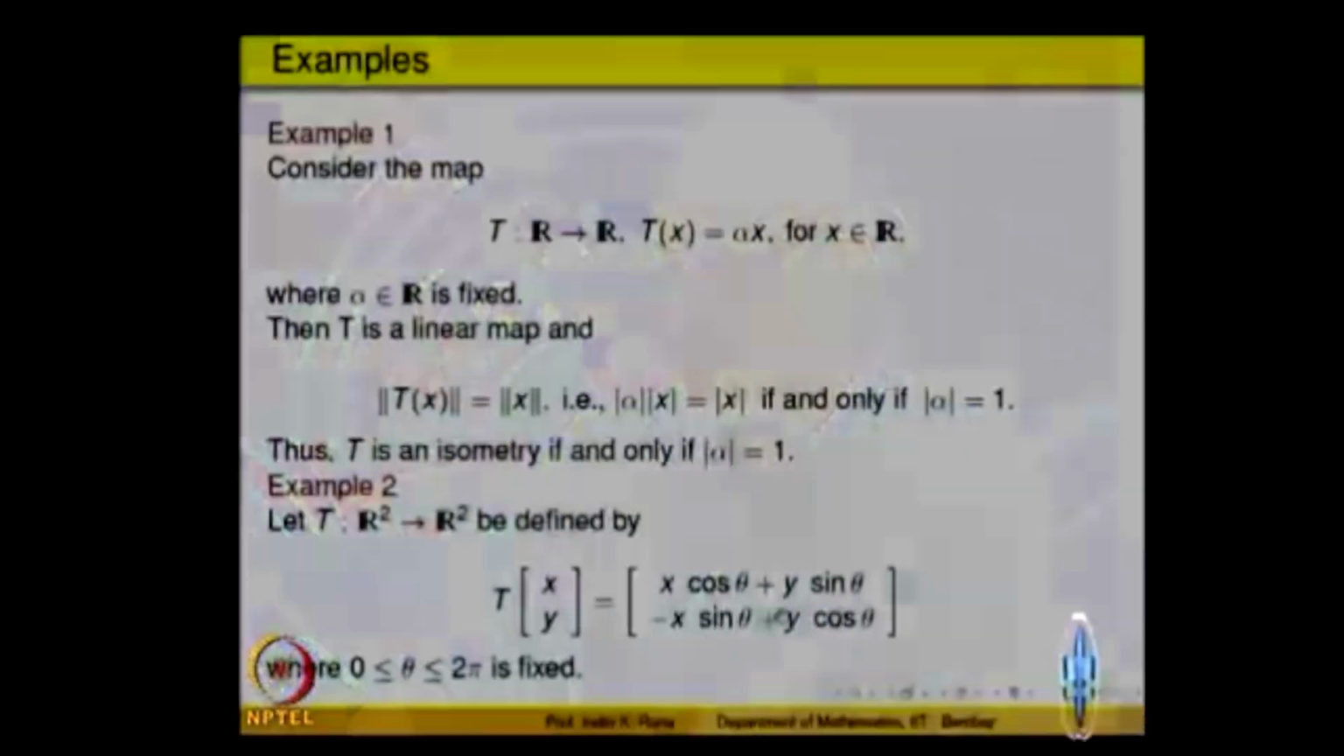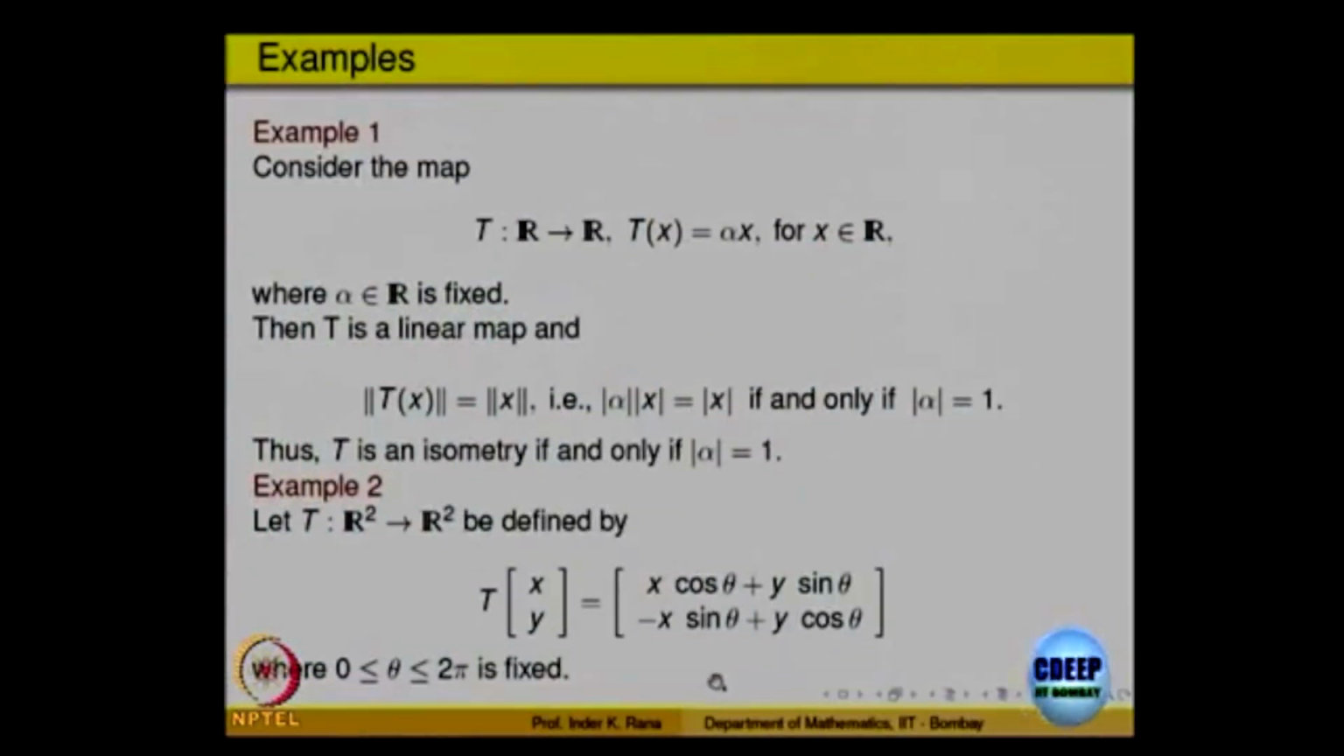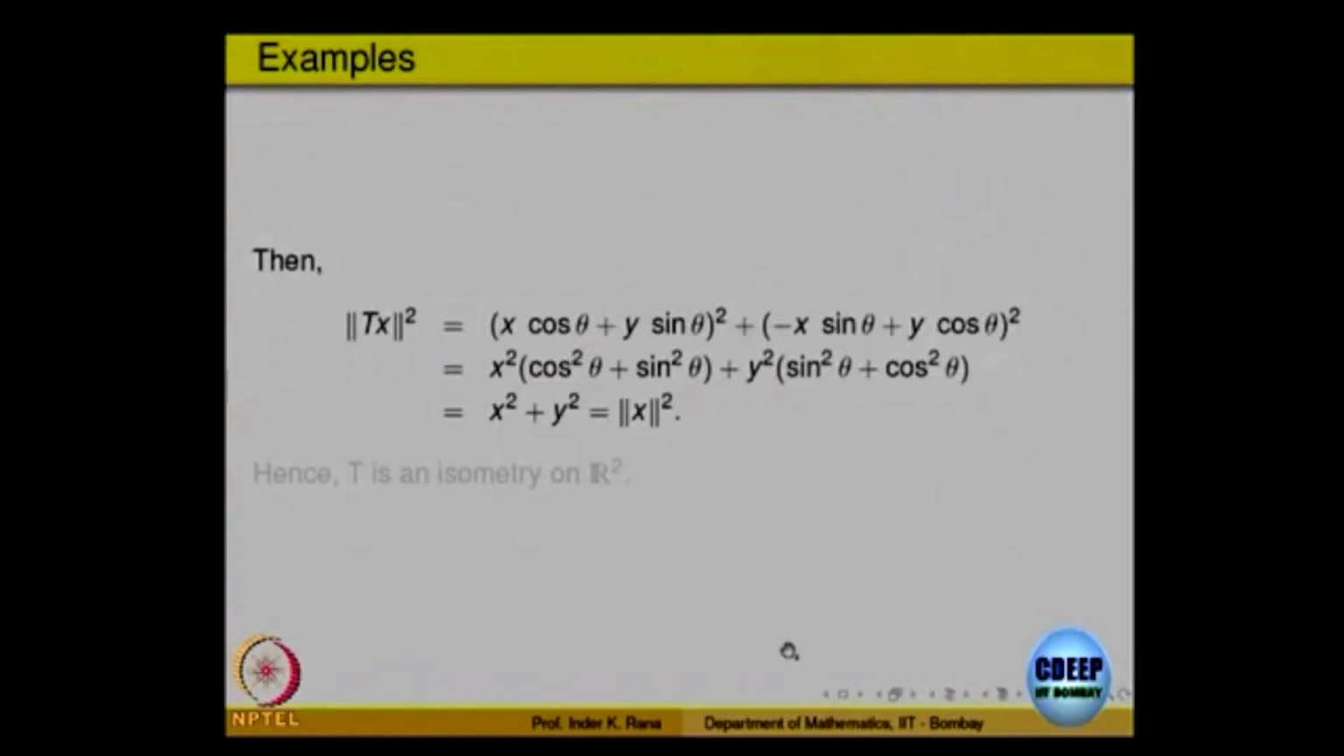So if I look at theta fixed, we want to check whether it is an isometry or not. So let us look at T of (x, y) equal to this thing, and compute the magnitude of this vector. It is (x cos theta plus y sin theta) squared plus (minus x sin theta plus y cos theta) squared, that is the norm squared. Let us compute that and simplify, and the usual properties of sin theta and cos theta give you that norm of Tx squared is equal to norm of x squared. That means T is an isometry.